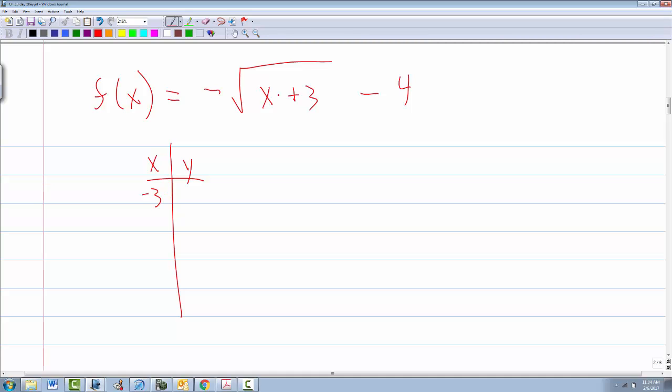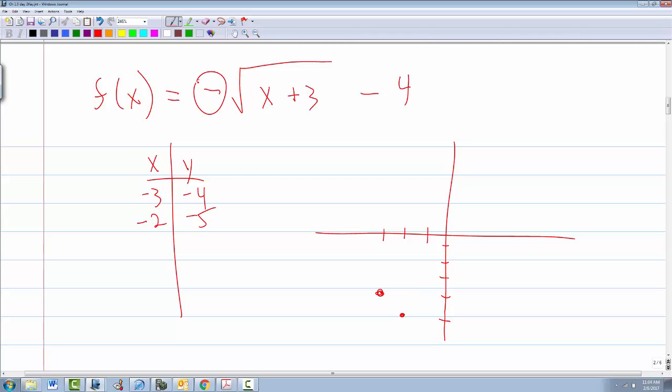What's -3 plus 3? 0. What's the square root of 0? 0. What's -0? 0. What's 0 minus 4? -4. So your graph starts here. 1, 2, 3. 1, 2, 3, 4. And then what do I plug in next? -2. And you get 1, negative, minus 4, which is -5. Oh, wait a minute. This graph compared to the parent function also got what? Flipped over the x-axis is the way you would say that.